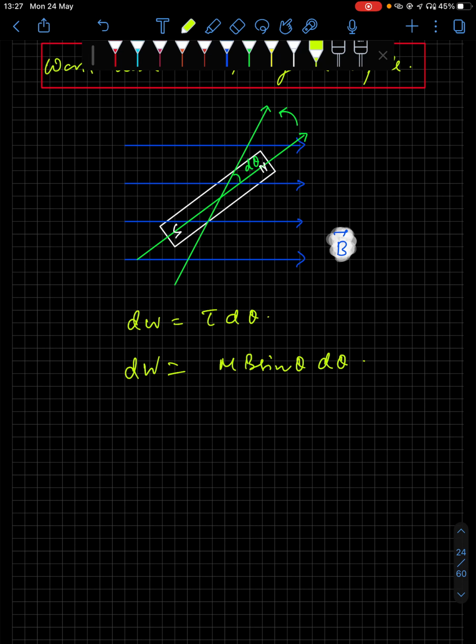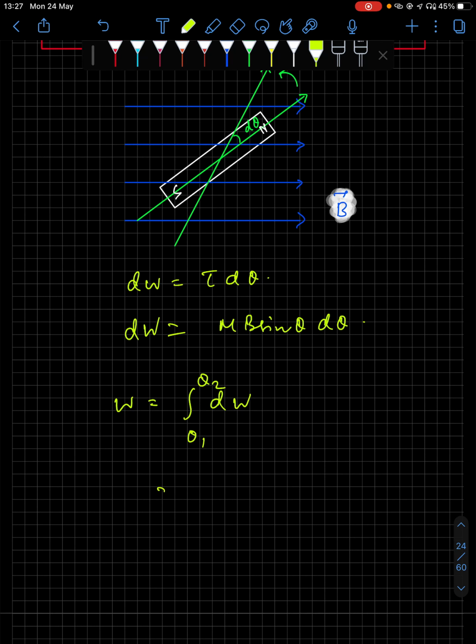Now if you want to rotate this dipole from some initial angle theta 1 to some final angle theta 2, then the total amount of work done in the process will be the integral of dW over the limits theta 1 to theta 2. If you get the value of dW, then it is the integral of MB sine theta d theta from theta 1 to theta 2.